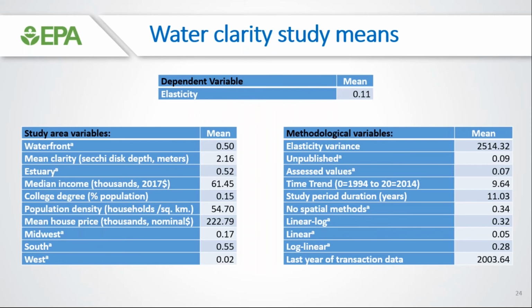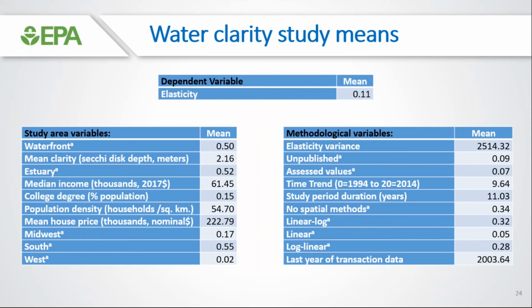In the earlier map where our studies were located, we included the regions. These are coded as 0 and 1 as well. We have about 17% Midwest observations, 55% are from the South, and 2% are in the West. And this leaves about 26% in the Northeast. And again, these are cluster weighted, which would differ from the number of studies you saw in the previous map. We also have a variety of methodological variables, such as 9% of our observations were unpublished, 7% of the observations used assessed values from an assessor, as opposed to actual values from the market.